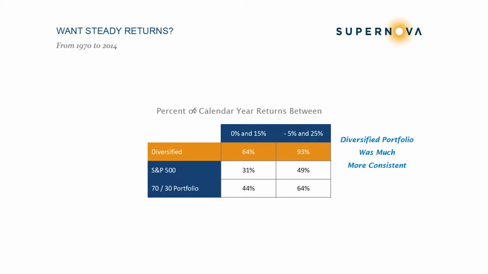Here we show the percent of calendar year returns between 2 ranges. The first range is between 0 and 15%. The second range, we widen it to be between down 5 and up 25%. And we can see how often that diversified portfolio fell in those ranges, as well as how often the S&P 500 did. And then we introduced this 70-30 portfolio, which is what I see as the typical U.S. biased portfolio, 70% U.S. stock, 30% U.S. bond, what most investors are accessing to provide diversity and consistent returns. What we could see is being diversified was much more consistent than these other 2 options.